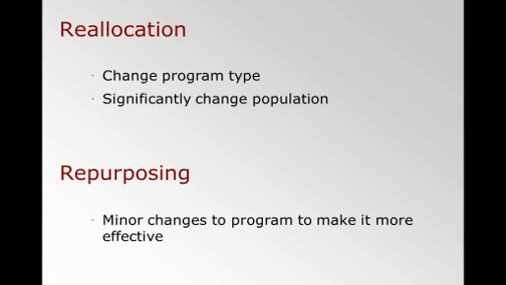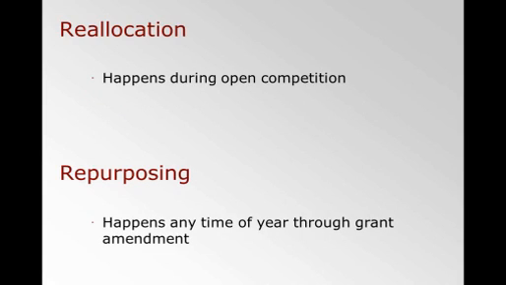There are also changes that you can make through a process called repurposing, which is just simply negotiating a contract amendment with your local field office. So this is when you're making more minor changes to programs that do not involve a change in the program type. For example, if you have a transitional housing program and you're changing some aspect of that transitional housing program to make it operate more effectively, you wouldn't go through the reallocation process. You would go through this repurposing process. So let me just go through a couple of the differences in how these things happen.